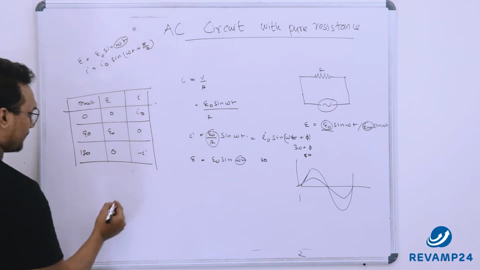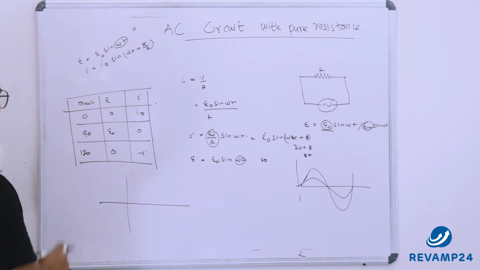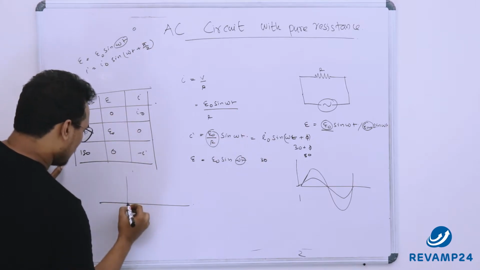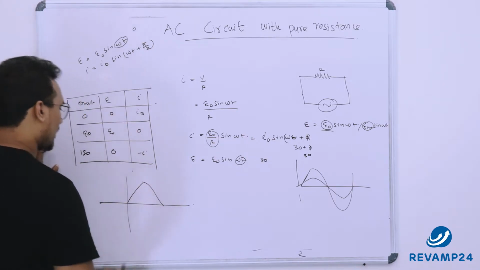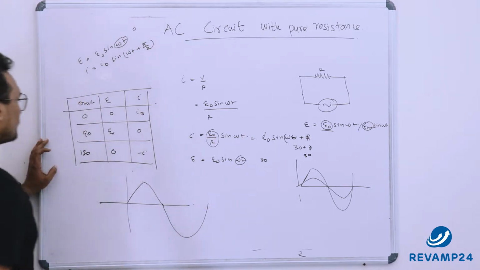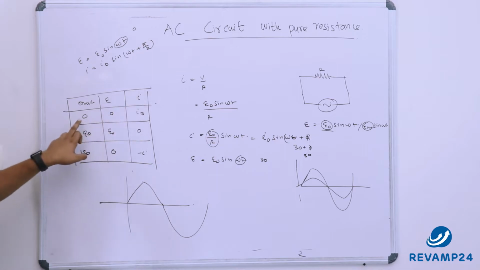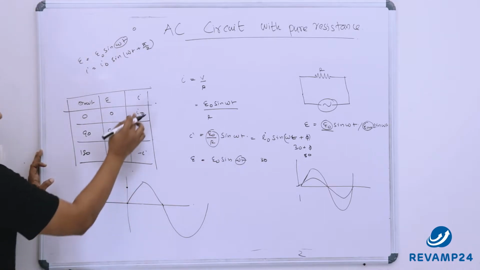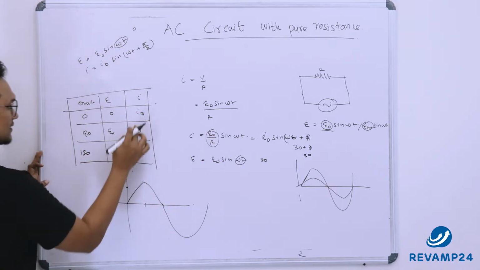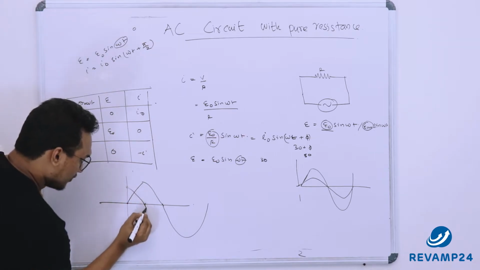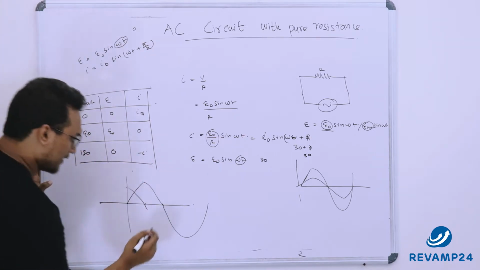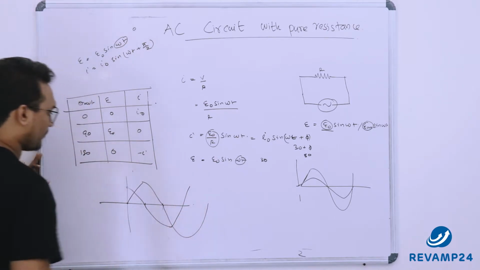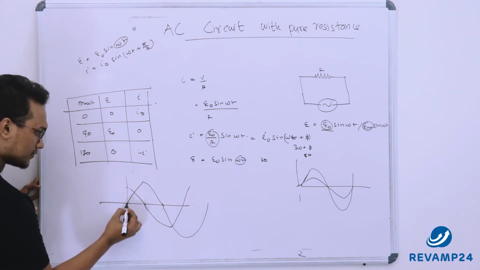Now how can we represent it on a curve? See, EMF starts from 0 and goes to maximum value at 90, then comes to 0 at 180. So the curve will be in this way. But current at 0 is I0, which means at 0 angle current is here, at the maximum value. At 90, the value of current is 0. Now at 180, current is minus I0, so here it is at maximum in the negative direction. Now it is coming in this way.